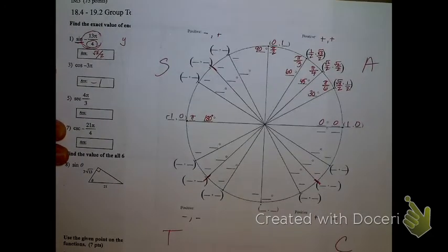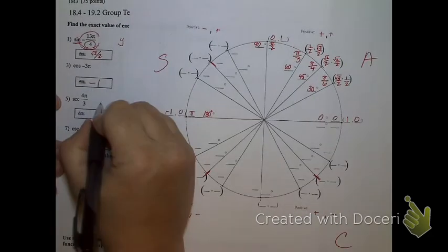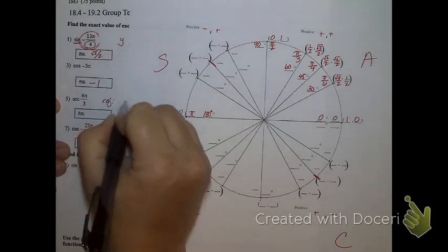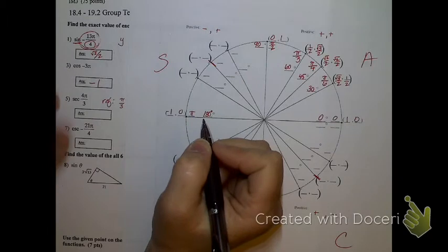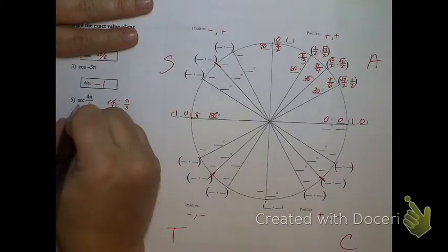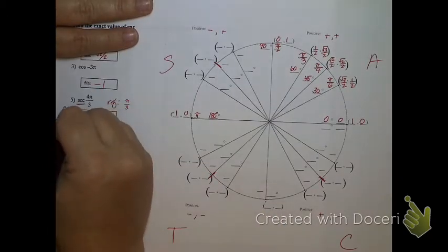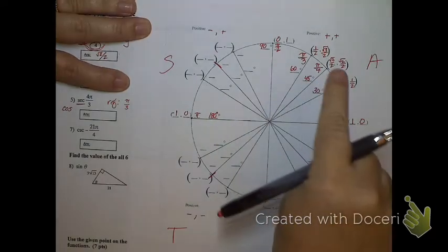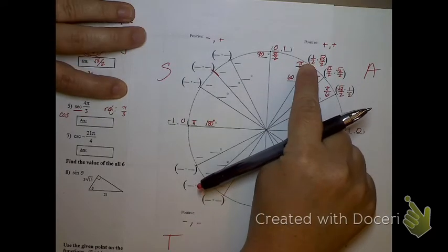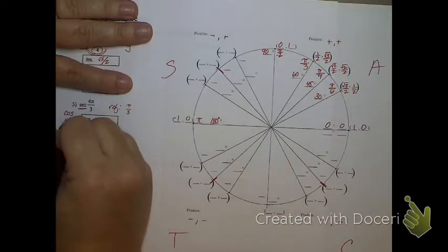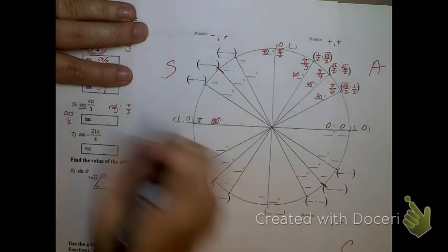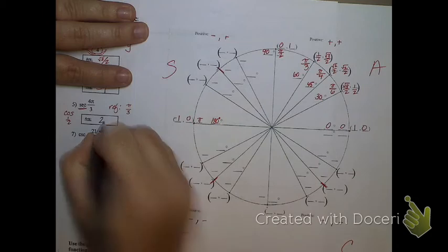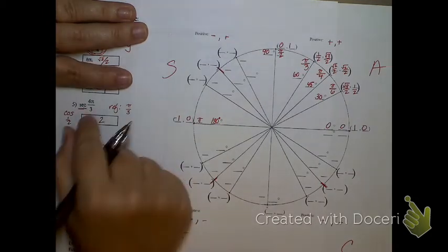Okay. Secant of 4 pi over 3. What's the reference going to be? Pi over 3, right? Secant is the reciprocal of what? Cosine. So what's the cosine of pi over 3? 1/2. So the reciprocal of 1/2 is 2. I just need to know if it's going to be positive or negative based on that quadrant.